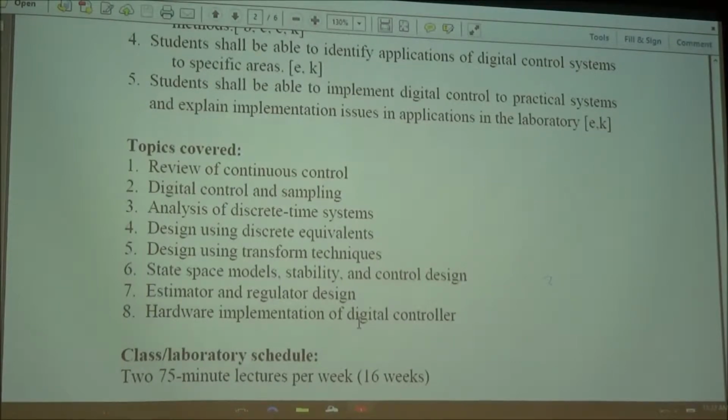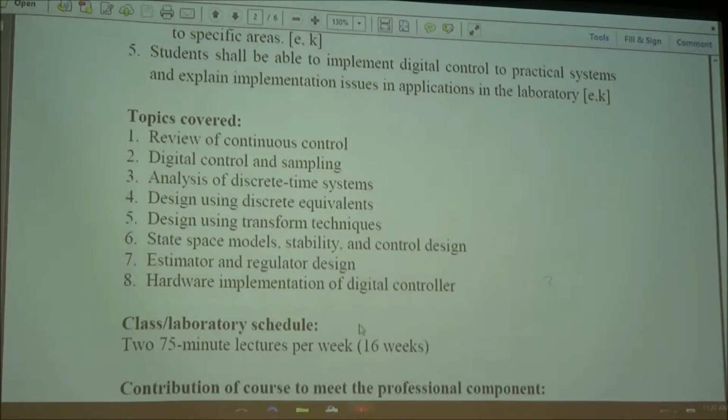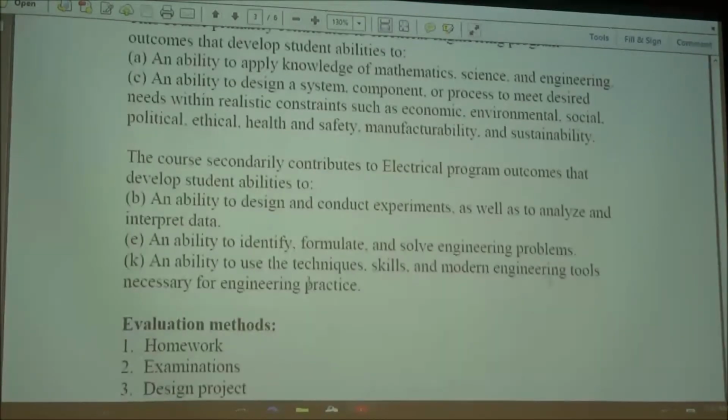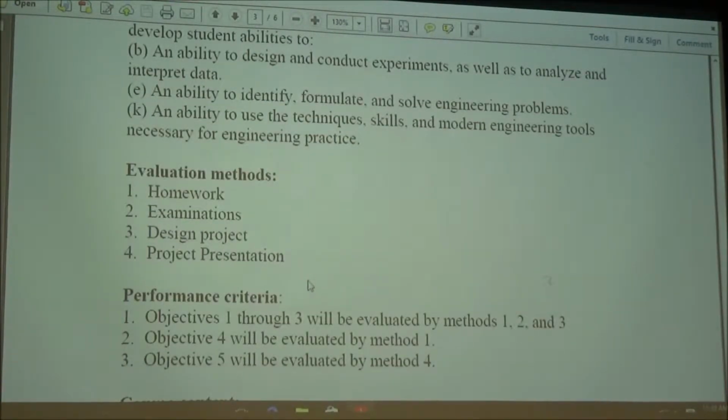These are the topics we are going to be covering. And I know state space models, you may not have seen in your senior control class, but in any case, we will cover that, and we will have 2 75-minute lectures per week, and the grading of the course is based on homework, examinations, two midterms, a design project, and final exam, of course, and project presentation.